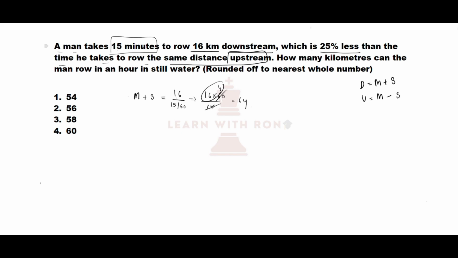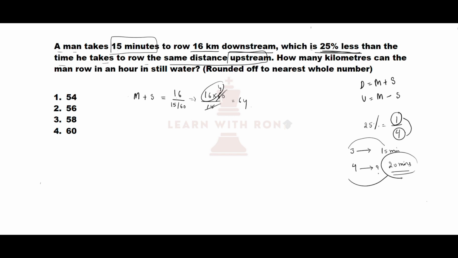Okay, next the last part, which is 25% less than the time he takes to row the same distance upstream. 25% less time. As we all know, 25% equals 1 by 4, right? Means if this is the time taken to travel upstream, he took one part less than the upstream. So what's the difference here? 3 parts. They have given 3 parts is 15 minutes. So what is the time taken for the upstream? 4 parts, right? 3 fives are 15, 4 fives are 20 minutes.